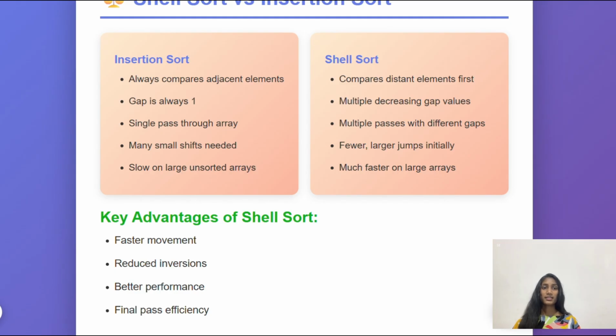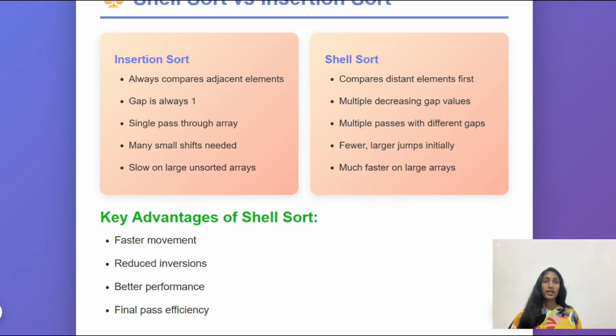This means shell sort performs multiple passes, and in each pass the gap becomes smaller. At the beginning, elements move in large jumps, which quickly reduces disorder in the array. Because of these larger jumps, shell sort needs fewer movements overall. That's why shell sort is much faster on large arrays compared to insertion sort.